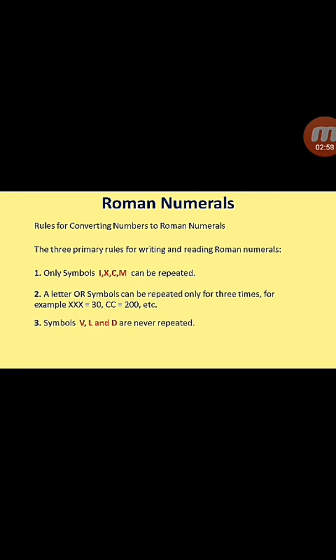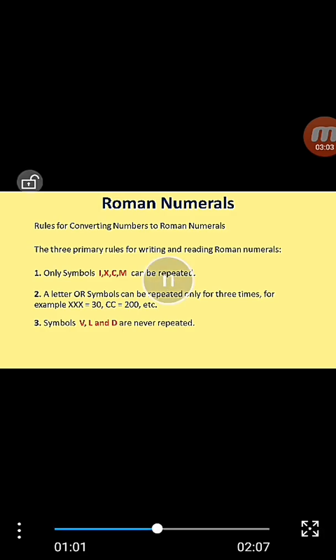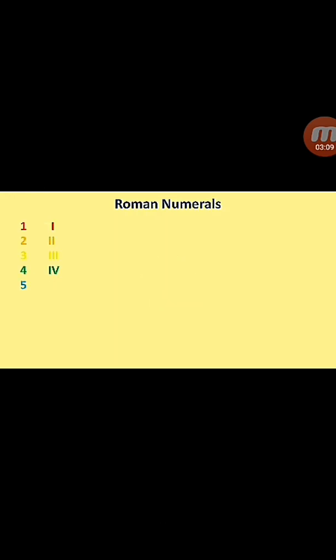Symbols V, L and D are never repeated. We cannot repeat them. V means 5, L means 50 and D means 500.